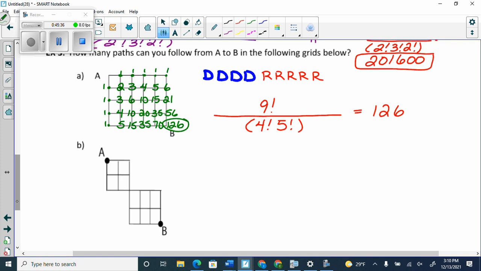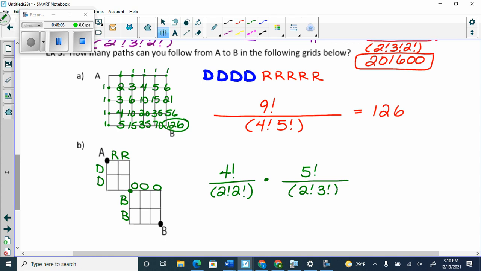What if we have two of them? I would do that factorial, and then this one I would go boo. And I would figure out that word, and then I would just multiply the answers. So it would be 4 factorial divided by 2 factorial for the dir, times, for the boo, 5 factorial, because it's 5 letters, divided by 2 factorial, 3 factorial. You know what I'm saying? Dir and boo.